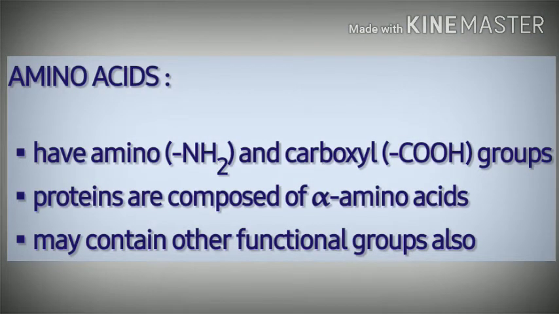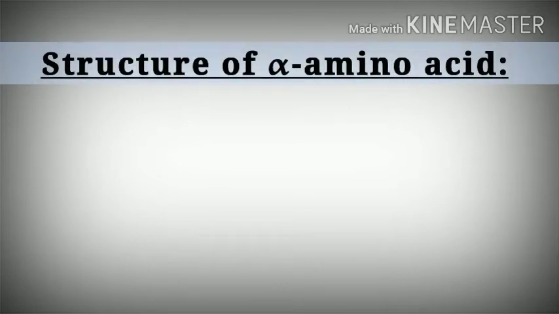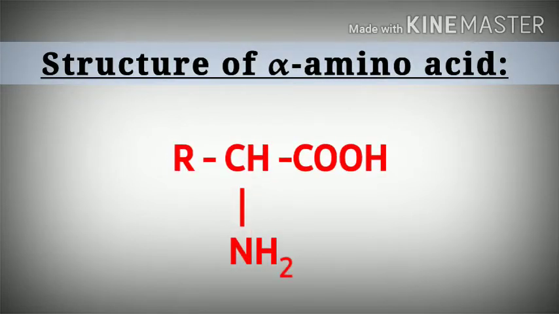In the beginning, let's look at some important points on amino acids. They have amino, that is NH2, and carboxyl, that is COOH groups. Proteins are composed of only alpha amino acids, and the amino acids may contain other functional groups also. Going deep into the second point, let's see the structure of alpha amino acid.